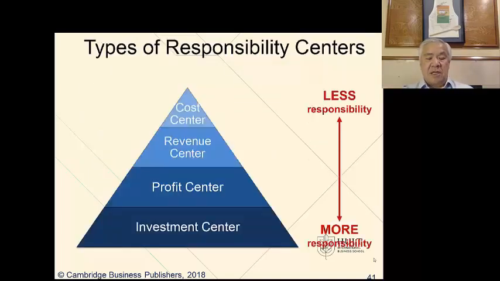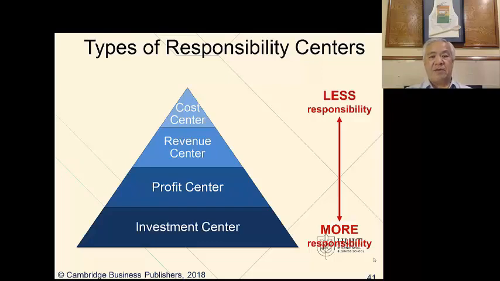Responsibility centers start at the bottom, with the most important being investment centers. Investment centers kind of have it all. They have dollars invested, they have profit and loss responsibilities, so we can measure the return on investment for that particular department or project. Moving up from there would be a profit center, where they manage the revenue expenses, but the investment is a separate decision. Third would be a revenue center. Revenue centers are accountable for revenues but no costs. Finally, there's the cost center, where they have costs but no revenues.